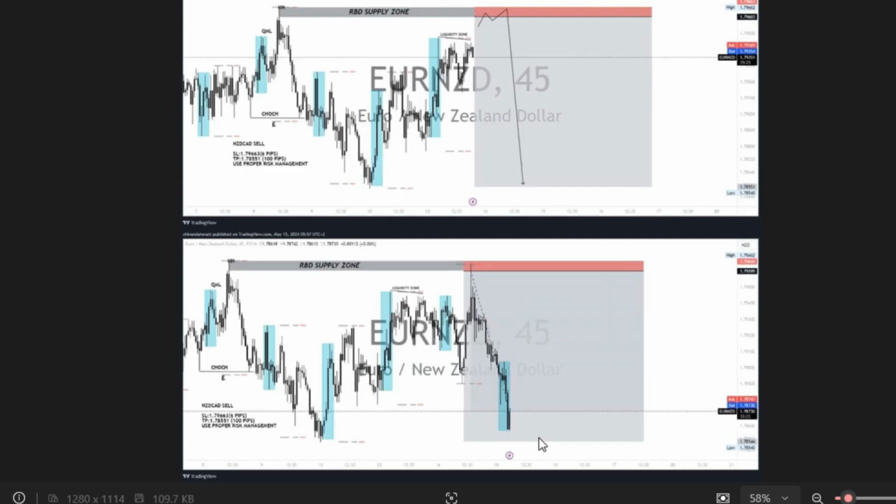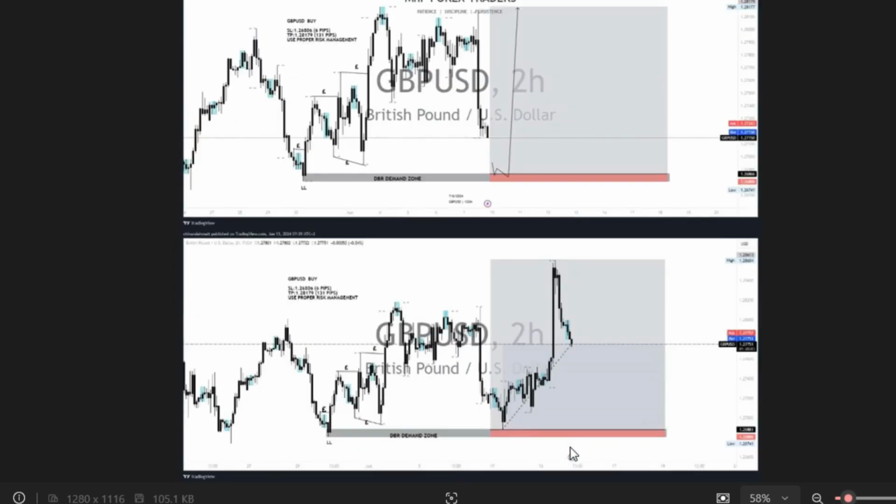We also have this aggressive entry we had on Euro NZD right here. A rally-based drop supply on break of structure. We have liquidity. The market taps into our area, and we see the market dropping like crazy. We have also another trade on GBP USD right here. We have a drop-based rally. We have liquidity. The market beautifully taps into our area, goes to take profit, and then it just drops like that.